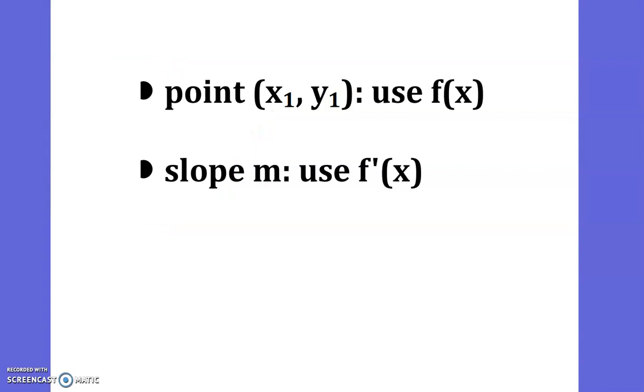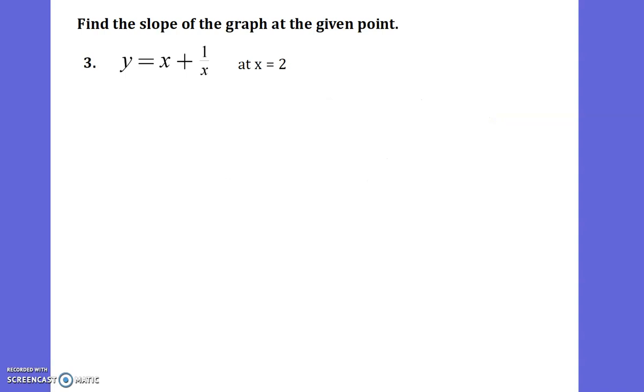Okay, when it comes to writing equations and doing slope, if we are trying to use a point, we have to use the original function because it's all about a point on that graph or in that function, so you've got to reference the original. Slope, we always have to use the derivative. That's the purpose of the derivative, to find the slope at a particular x value. So for this one, it says find the slope of the graph at the given point. So we're going to find it at x equals 2.